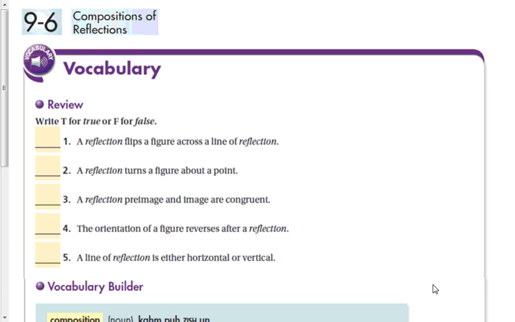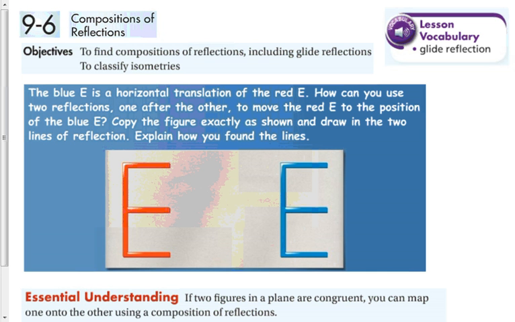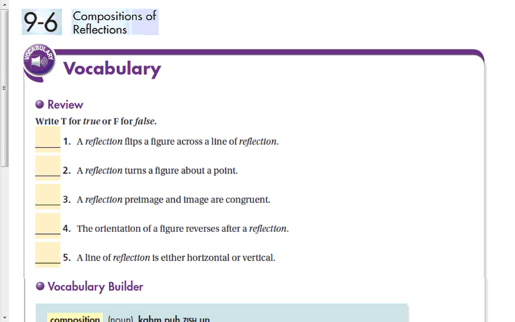Students, this is lesson 9.6, compositions of reflections. We're going to learn how to find the composition of reflections, including glide reflections, and to classify isometries. Go ahead and do the review on the previous page, and I'll check back with you.